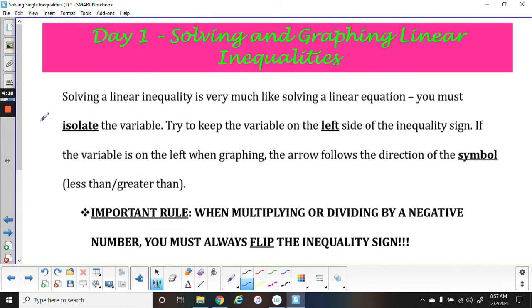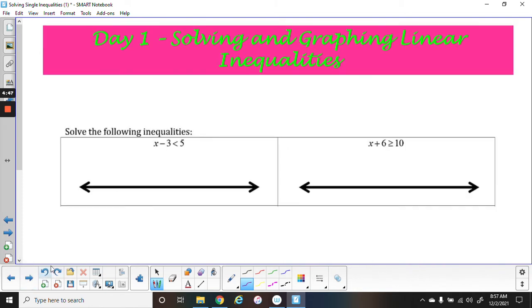Solving a linear inequality is very much like solving a linear equation. You must isolate the variable. Try to keep the variable on the left of the inequality sign. If the variable is on the left when graphing, the arrows follow the direction of the symbol, less than, greater than. Here's a big one. When multiplying or dividing by a negative, you have to flip the sign. So if it was less than, then it would go to greater than, or less than or equal to goes to greater than or equal to, or the other way around.